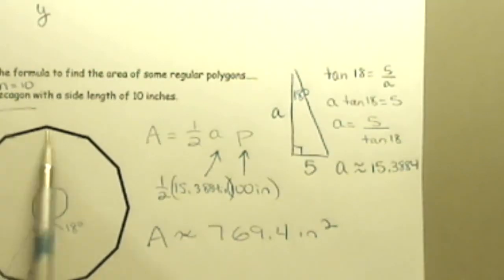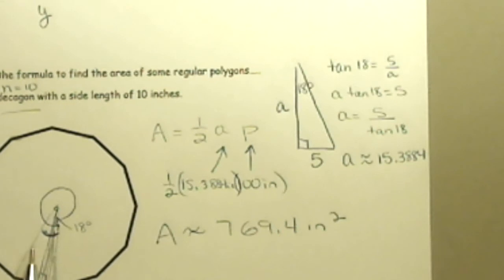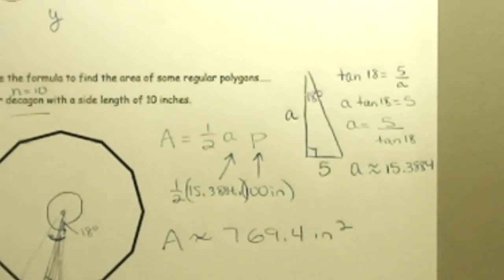Keep note that 18 degrees is definitely not a special right triangle situation. Most people probably round that off to 770 approximately, or 769 if you're really going to round properly.